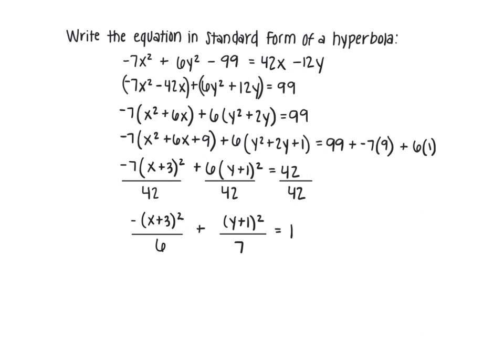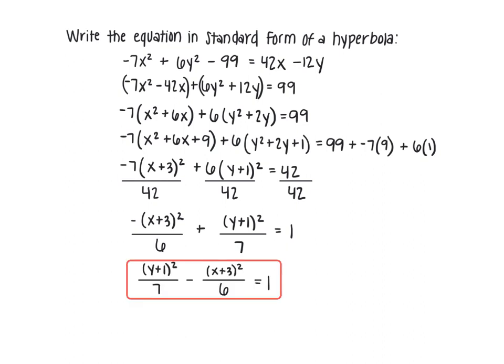So I'm not exactly finished, and this will explain what I was talking about in the very beginning of the video. Since x here is negative, it's actually going to be moved over to the second part of the equation, and since y is positive, we're going to move it to the front. All I'm doing is shifting the order of the two fractions to give me the standard form equation. So my final answer is y plus 1 squared over 7 minus x plus 3 squared over 6 equals 1. This is the standard form equation of my hyperbola.